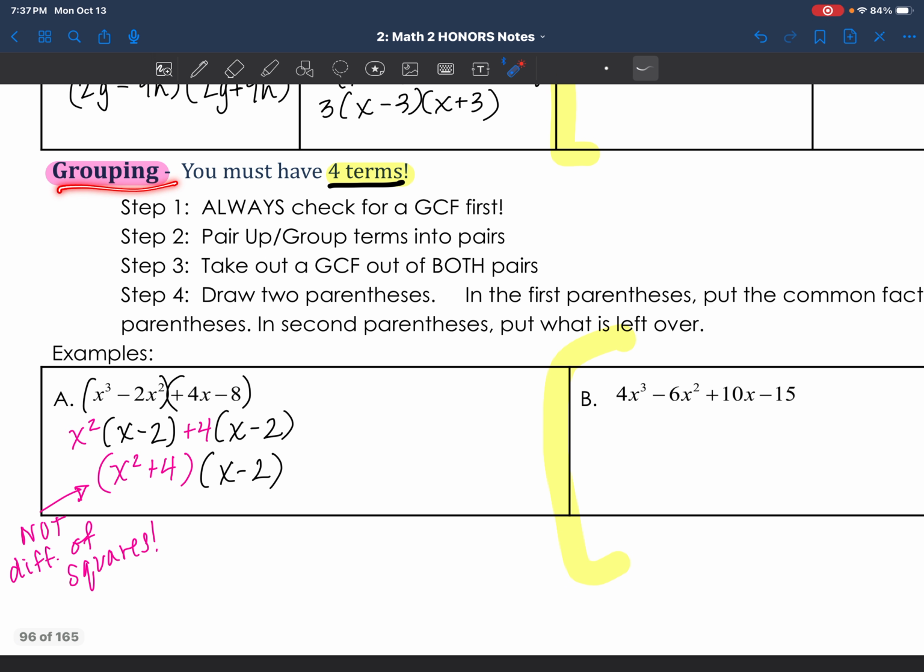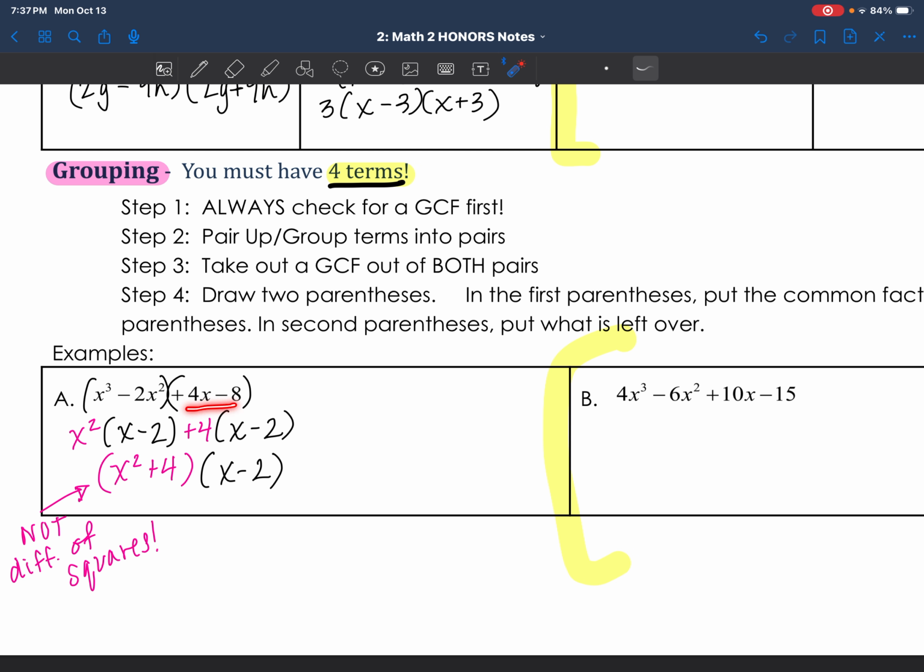All right, another review is grouping, and you need to have 4 terms. So always check for greatest common factor first, and then pair up any terms into pairs. And we're going to take the GCF out of both pairs. Then we kind of divvy them up from there. All right, so what we're going to do is group this part, and group this part. So looking at just this part, the GCF is x squared. And then what's left over is x minus 2.